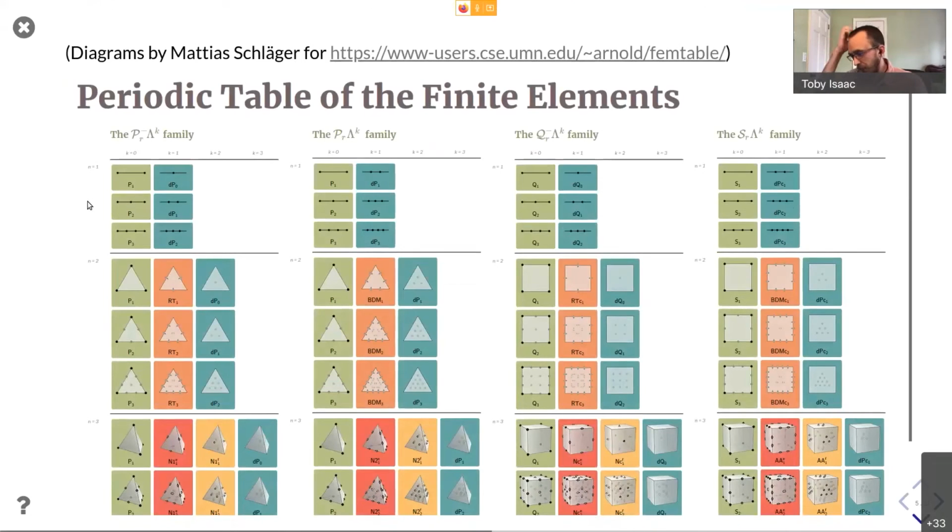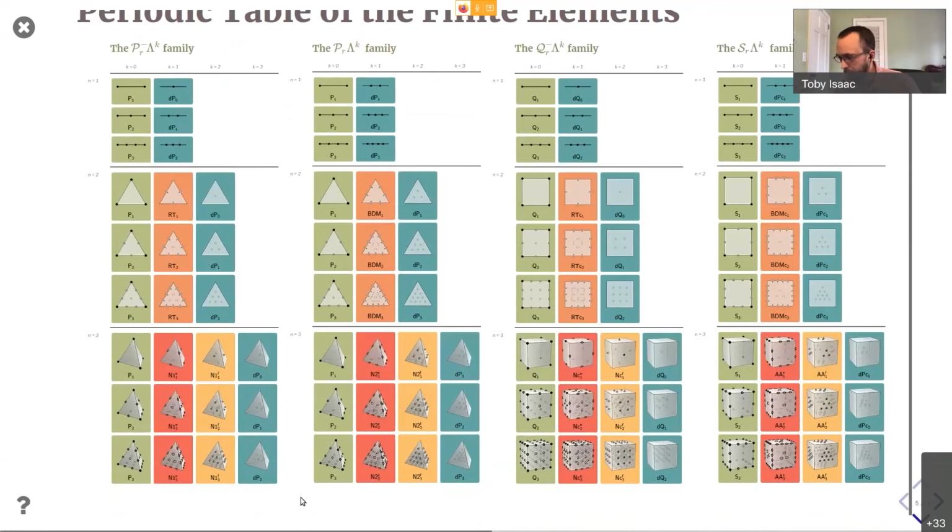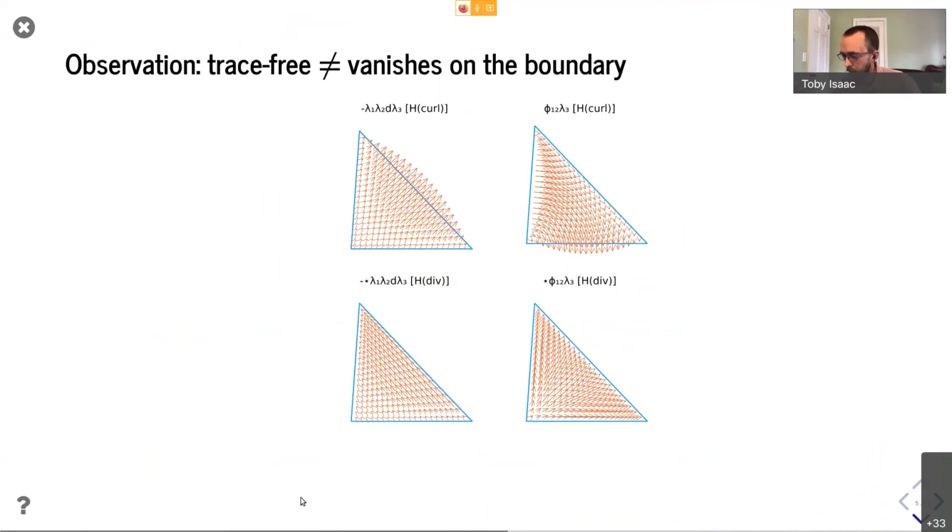And so all of this is then, the finite element exterior calculus as a research program has produced things like this periodic table of finite elements, which organize the trimmed polynomials and the full polynomials into these families based on dimension and degree.